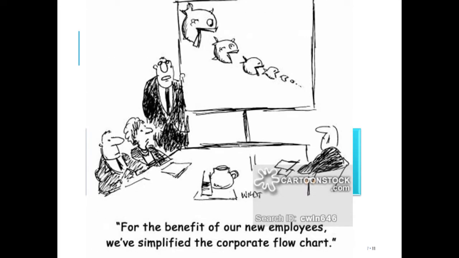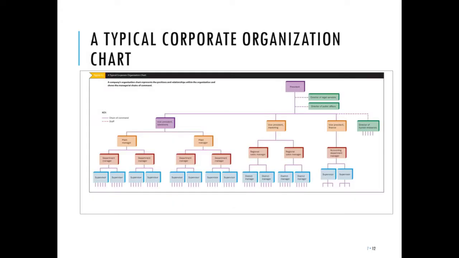I like a lot the editorial cartoons, so please take a minute to read this cartoon because they provide some kind of insight. So when we talk about organizational structure, it's very common that we talk about an organizational chart. An organizational chart is a visual display of organizational structure, chain of command, and other relationships, like this example here.